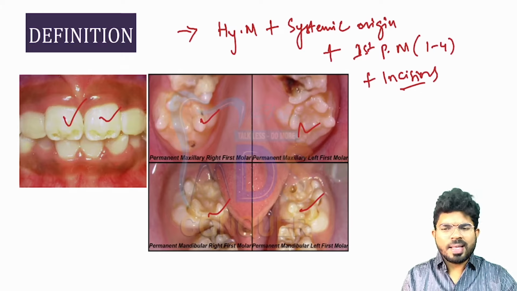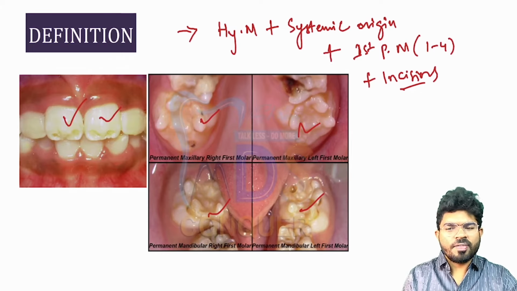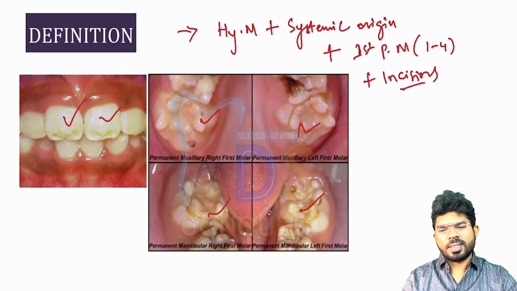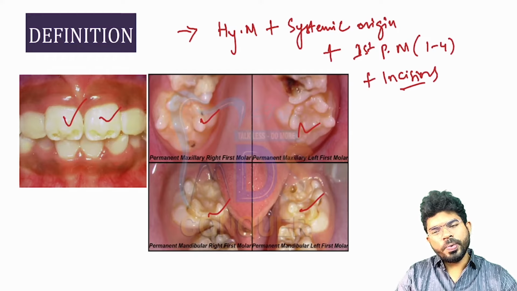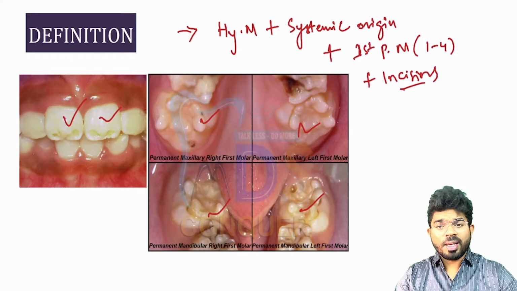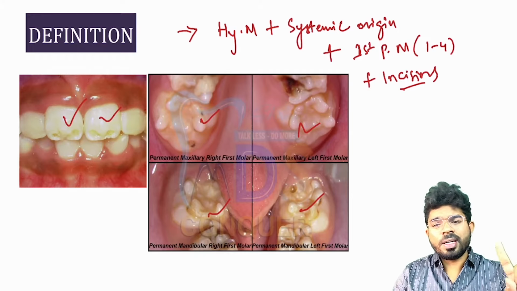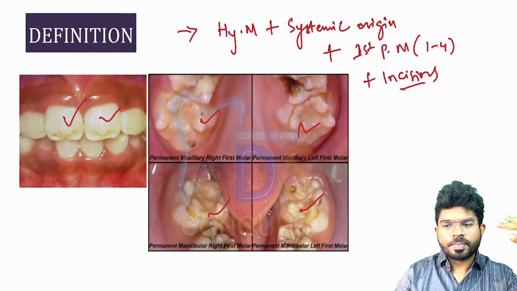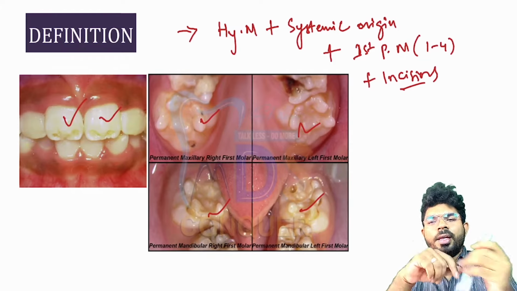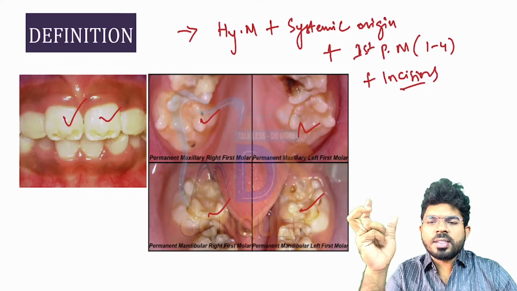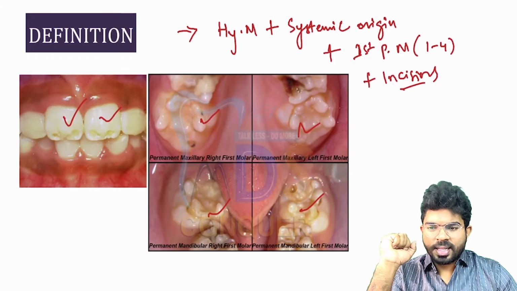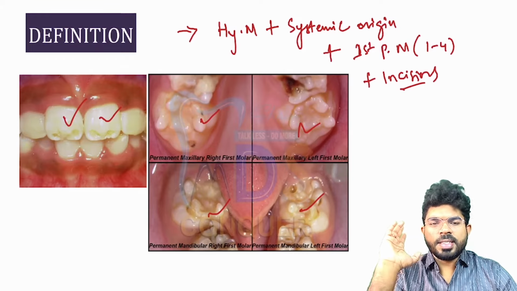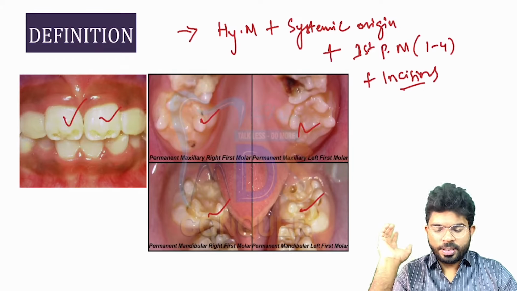In some cases, there are chances that it can be seen in canines and premolars; tips of canines and premolars can also be affected. But most commonly, according to the definition and at the undergraduate level, the question will be systemic origin plus the first permanent molars, followed by similar features in the incisors also. So this is basically MIH.